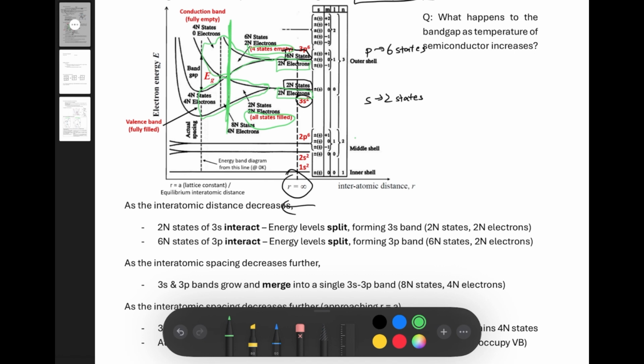And then once the interatomic spacing decreases further, I'm just going to erase everything here for now.